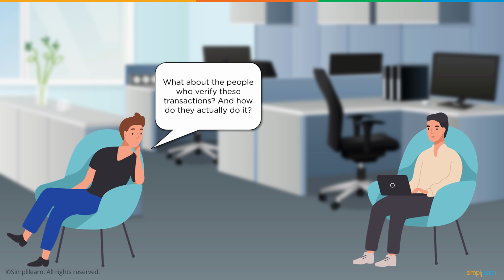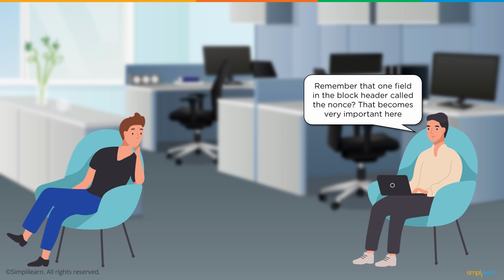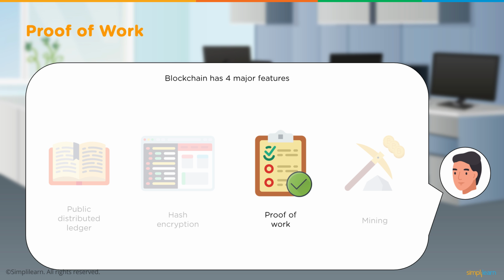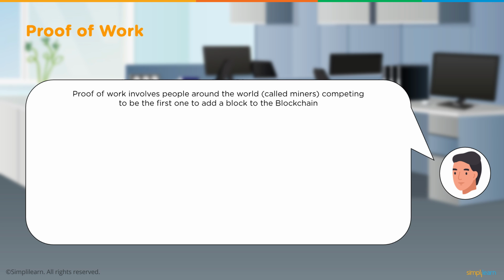Now, what about the people who verify these transactions, and how do they actually do it? So remember that one field in the block header called nonce, that becomes very important in order to verify the transaction. So now we will talk about the third feature, which is the proof of work consensus algorithm. Proof of work involves people around the world, the participants in the network called miners, competing to be the first one to add a block to the blockchain. And in lieu of this, they will be rewarded.